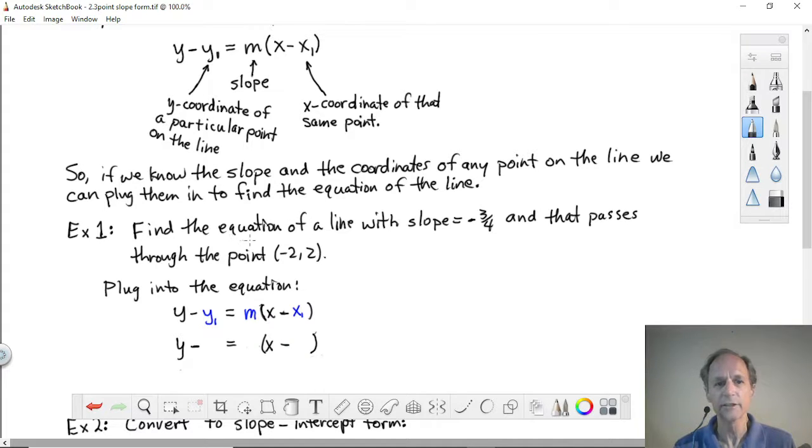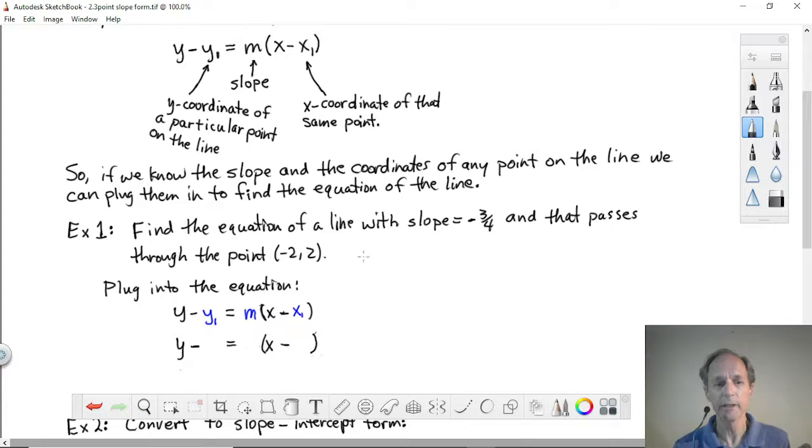It says find the equation of a line with slope equals negative 3/4 that passes through the point (negative 2, 2). So that's our point that's on the line, that's our slope, that should be all we need. We'll plug it in. So here I have the equation again down here. I have the things that we're going to substitute numbers for in blue. That's y sub 1, m, and x sub 1. And then I wrote it down again below and left gaps for those so that we could plug those in.